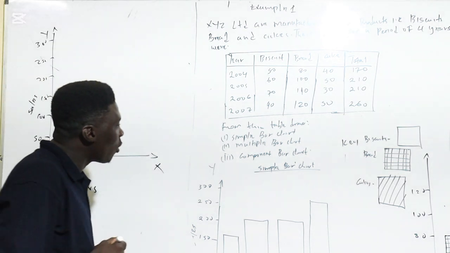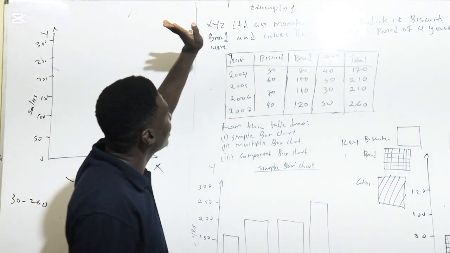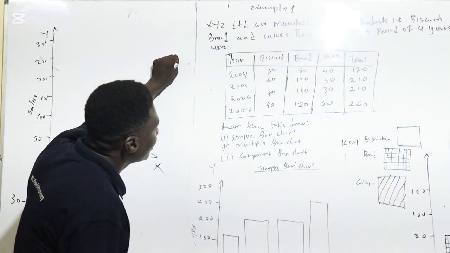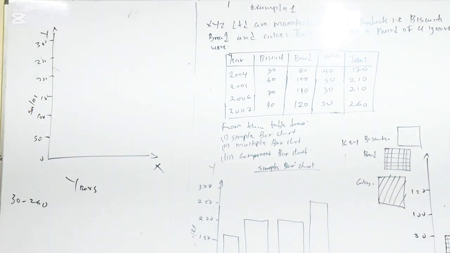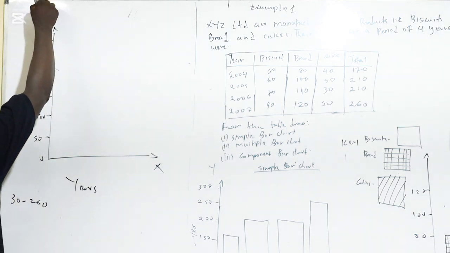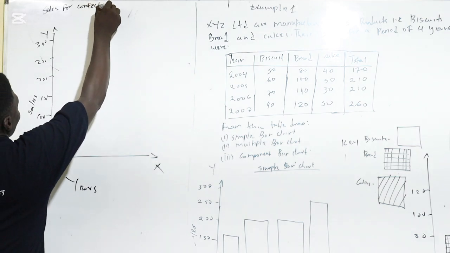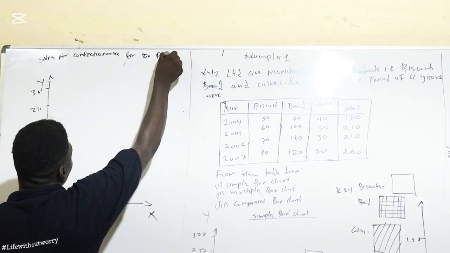Then from there we now label our graph. So it is XY Limited, a manufacturer of 3 products, i.e. biscuit, bread, and cakes. Their sales for the period, and so on. So how do we now name our graph? We can name it maybe the sales. You can name it sales for confectionaries for the period of 4 years.